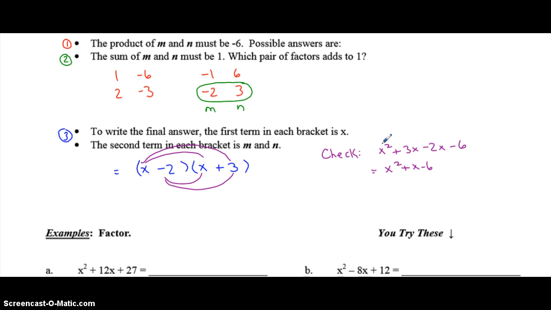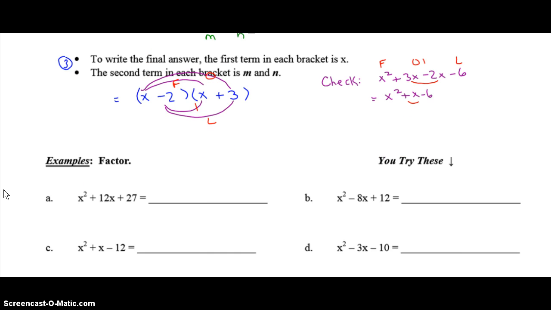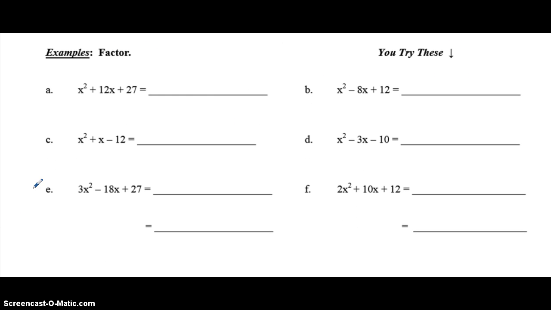Right? So this term comes from the F part of FOIL. The -6 comes from the L part of FOIL. And that middle term comes from adding these two terms, which is the O and the I part of FOIL. So adding to give you the middle number, multiplying to give you the end. So I'll just show you a few more examples and then we're going to give you some time to try some on your own.